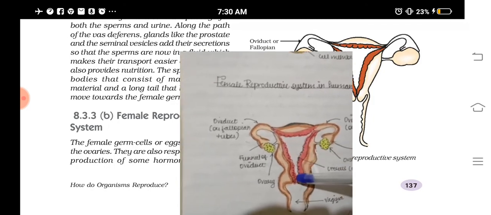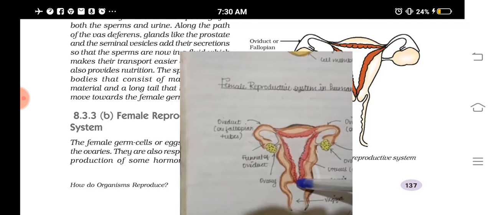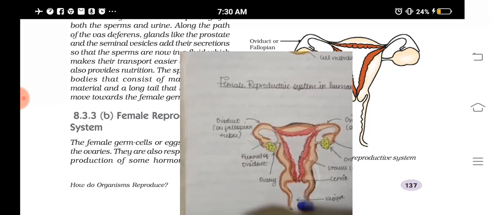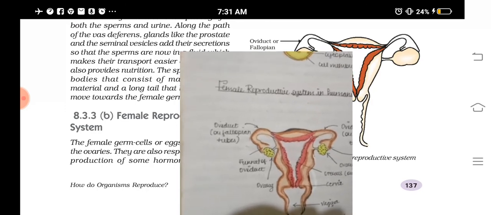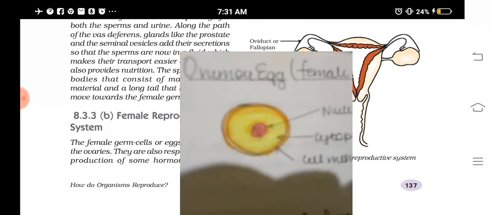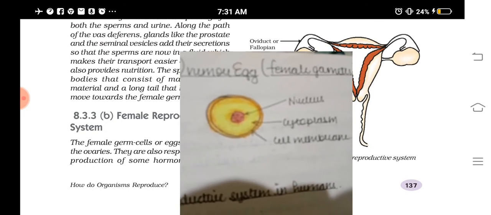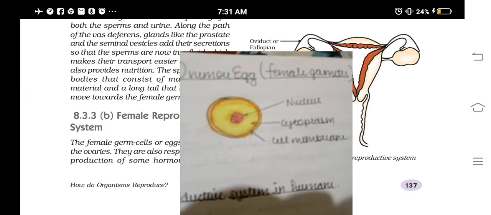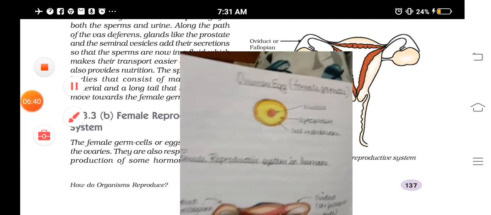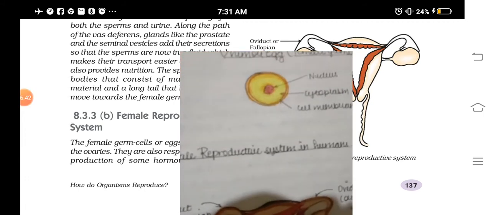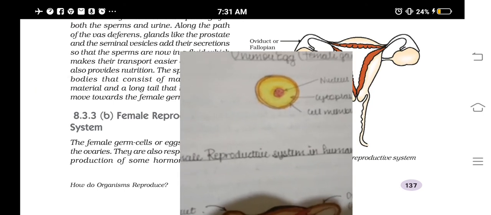Then this is the cervix, the narrow opening of the uterus, and then it is connected to a canal, a tube-like structure that is known as the vagina. Okay, and they produce what? The egg, having nucleus, cytoplasm, cell membrane, etc. Is it clear? So these are the parts of the female reproductive system. The female reproductive system consists of these parts.